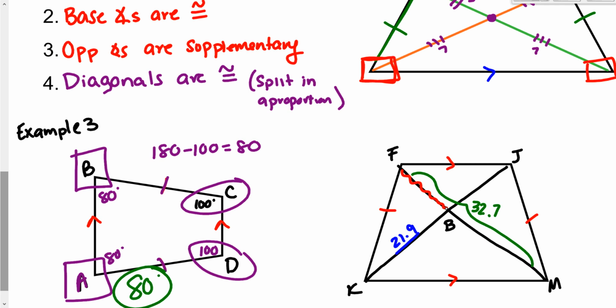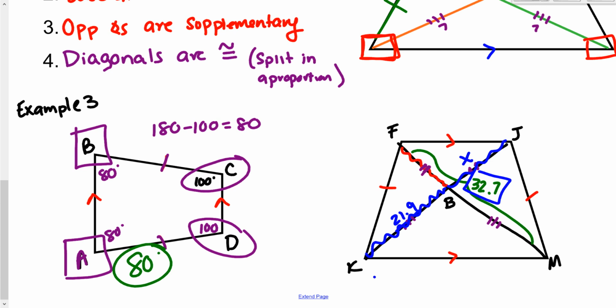All right, well, what do we know? We do know that these two pieces are equal to each other, and these two pieces are equal to each other, which means that when I add up the 21.9 plus x, that has to be equal to 32.7. So that 21.9 is piece 1, KB. When I add that to JB, which I don't know yet, that's going to be equal to the whole thing of KJ. And KJ and FM are both 32.7.